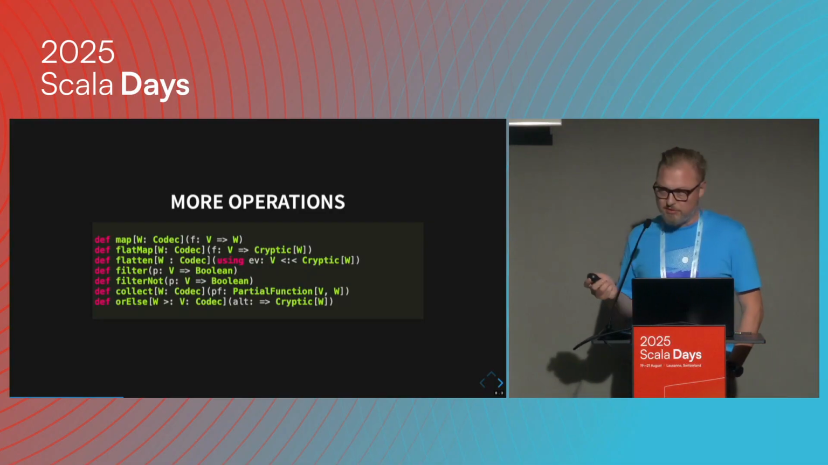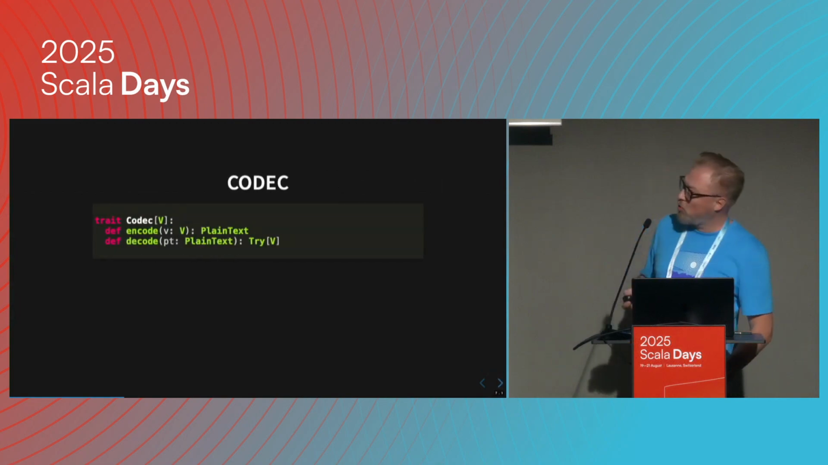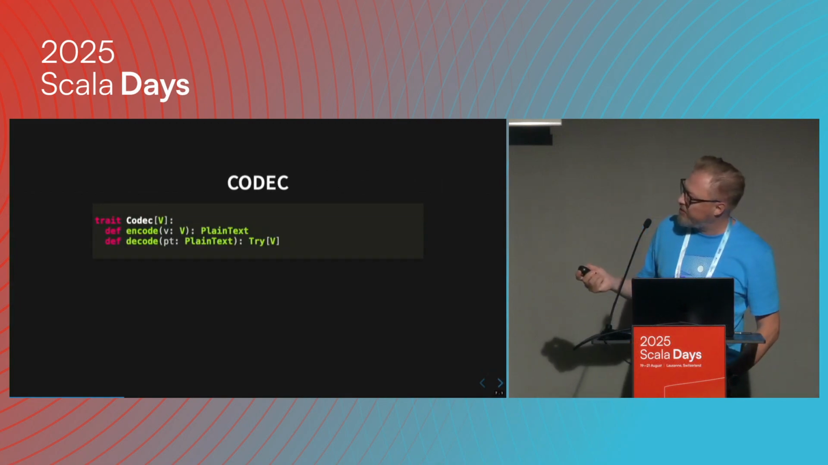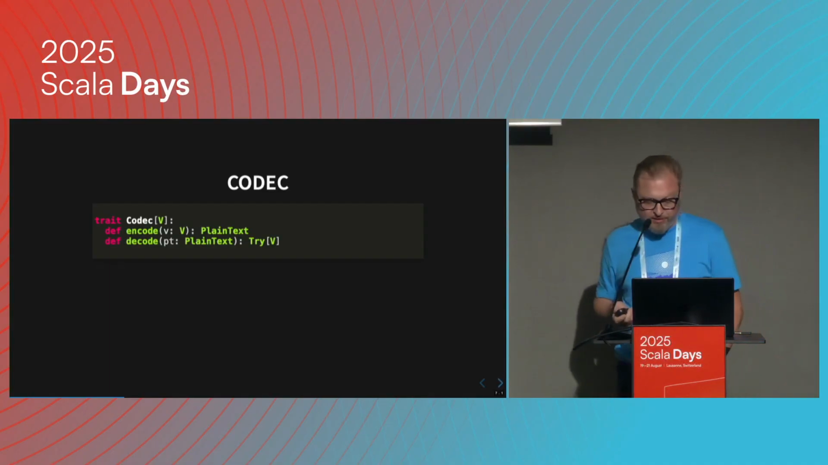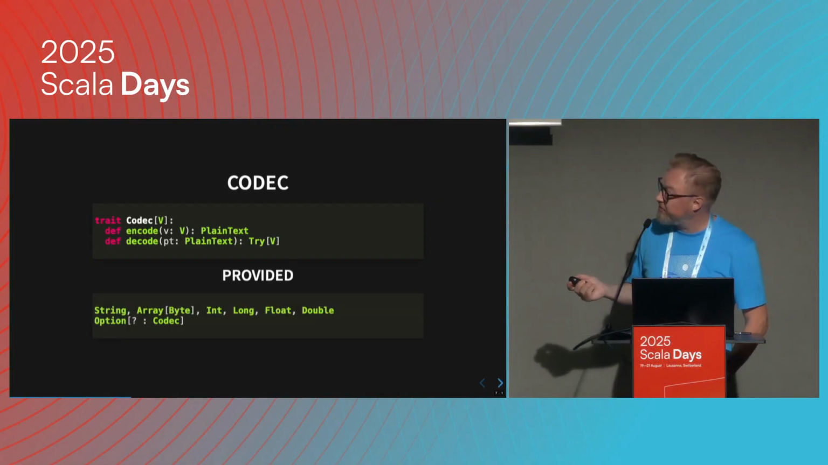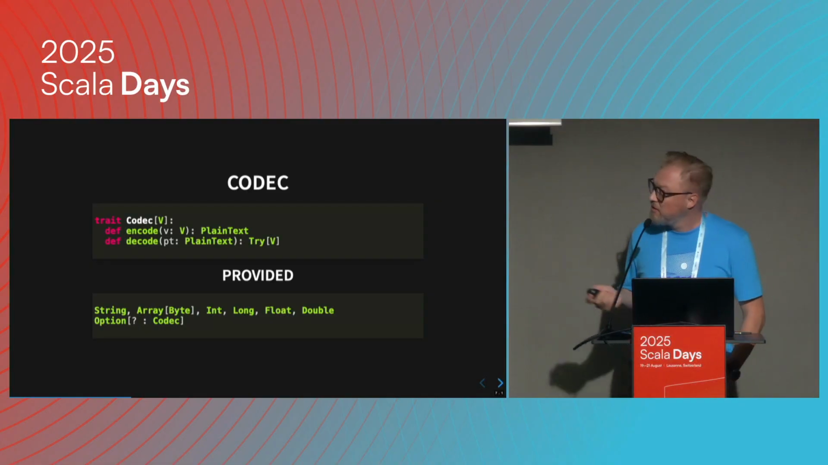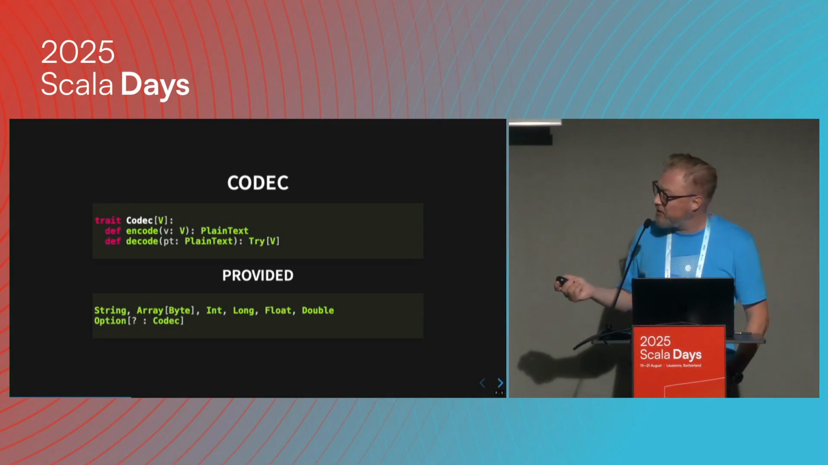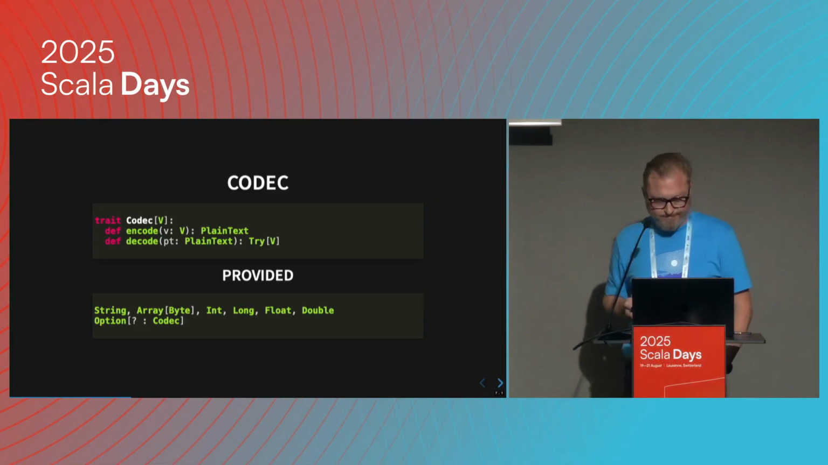We'll look into something called codec. So the codec is used to transform a value of any type here to a plain text, and the decode is the opposite. You have a plain text and you get back potentially a value or a failure. By default, we provide codecs for the built-in primitive types and some other types here, and also option, as long as the value type inside has a codec.